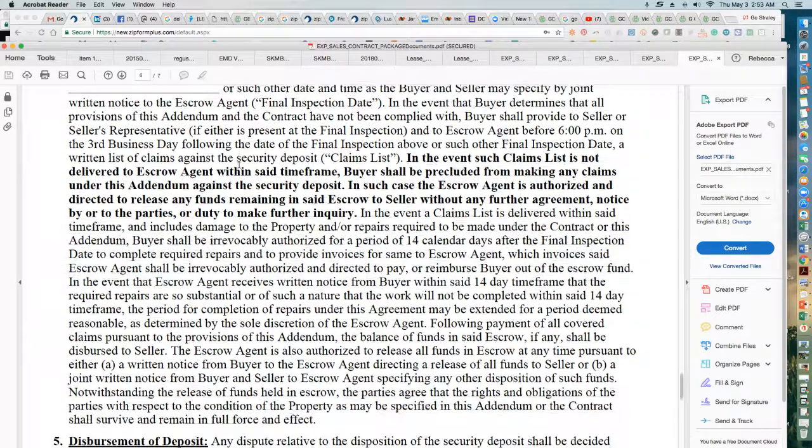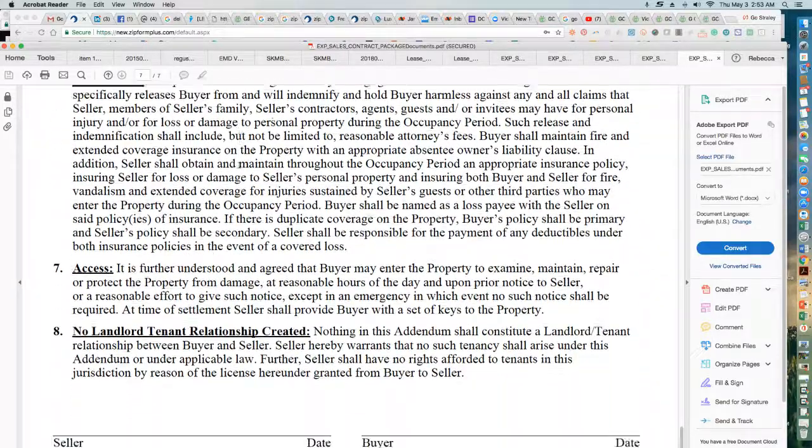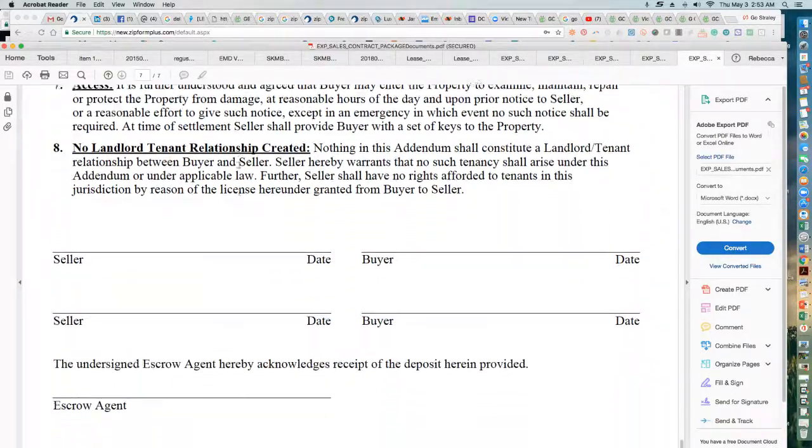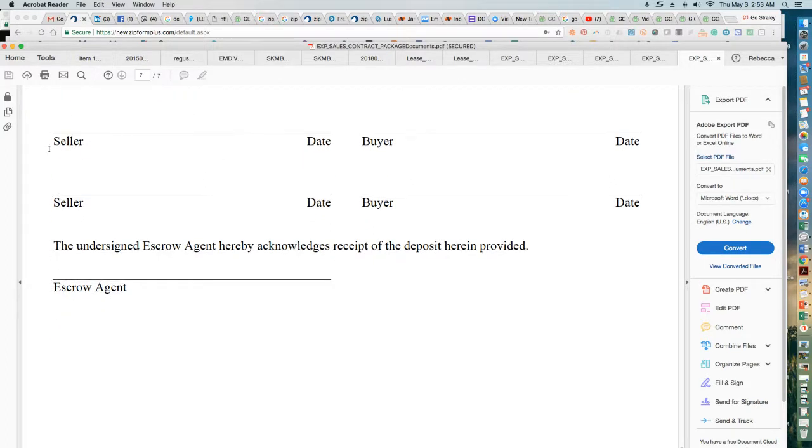So just make sure that you fill in all the blanks and that everybody has agreed upon, so that we're setting the right expectations and end up with very happy buyers and sellers. So here you have the seller sign and the buyer sign, but you also need the escrow agent to sign acknowledging that they have receipt of the deposit.